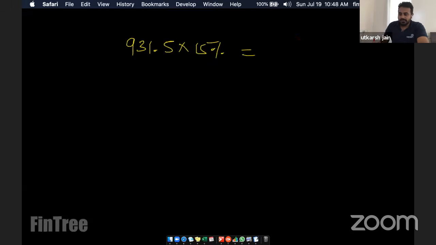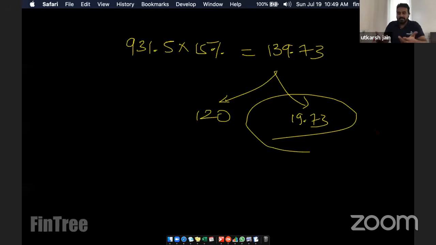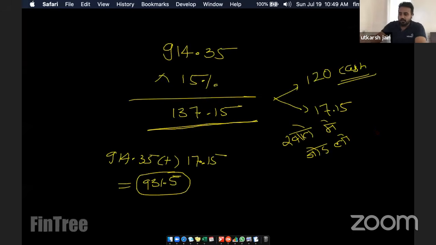Can you calculate how much? 931 into 15 percent? 139.73. How much did she receive in cash? 120. So now she calls to confirm with the CFO and she says, are you telling me I should add 19.733 to my account? Add it to my account. He says yes. And this happens for 2 more years.